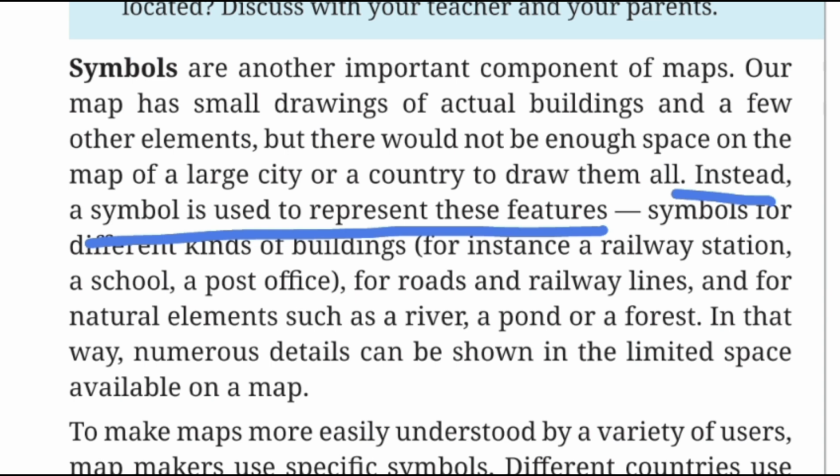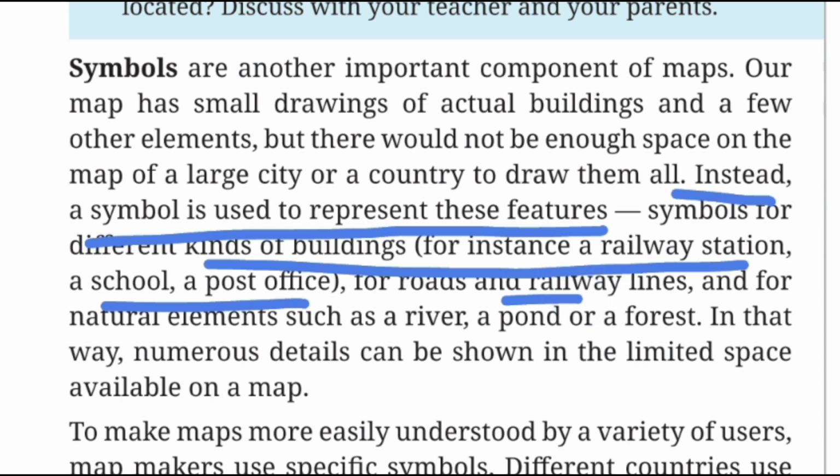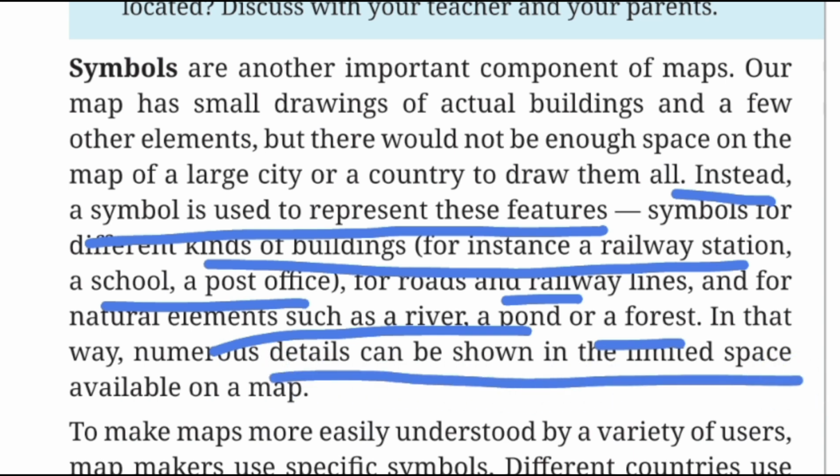There are symbols for different kinds of buildings, for instance railway station, school, post office, etc., and for a road, a railway line, and for natural elements like river, pond, forest. We use different symbols for different things, which we will study in detail, don't worry. In fact, numerous details can be shown in the limited space within the map using symbols. So what is the purpose of the symbol? We use the symbol to denote many things within a small map.